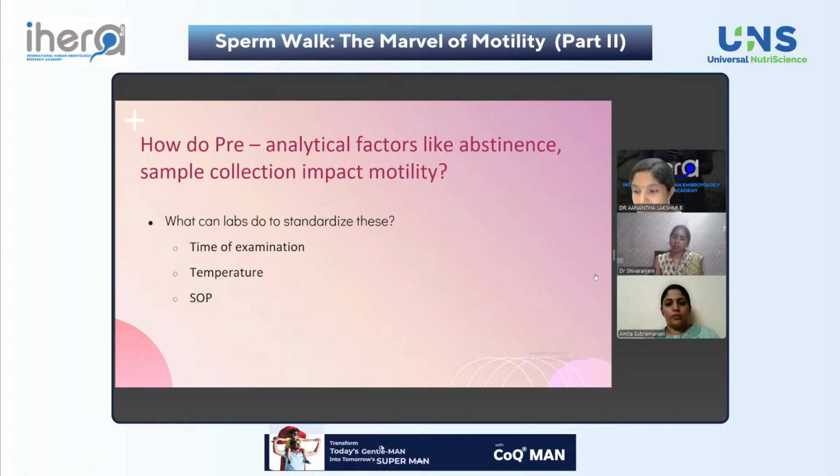Yes, there should be some SOPs for any semen analysis. There should be standardization, clear instruction to patients for proper sample collection. In my perspective, temperature should be maintained at 37 degrees Celsius, either in the incubator or at a test tube warmer, and that should be analyzed within 60 minutes after collection.